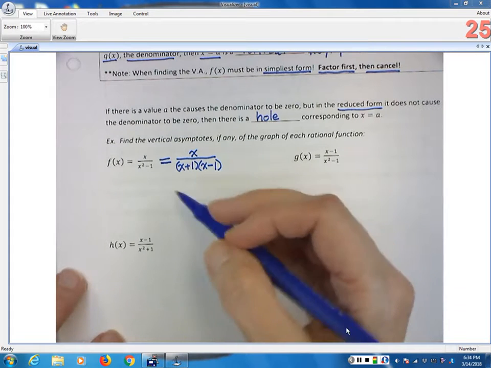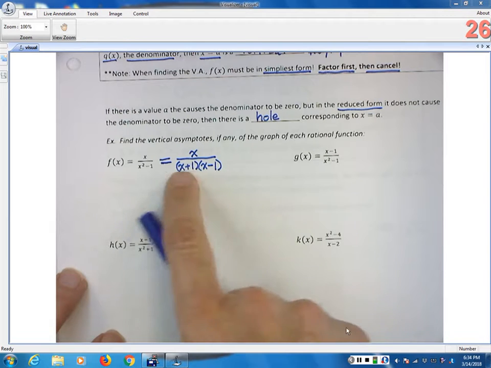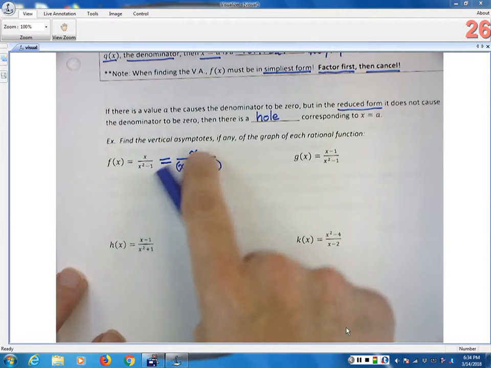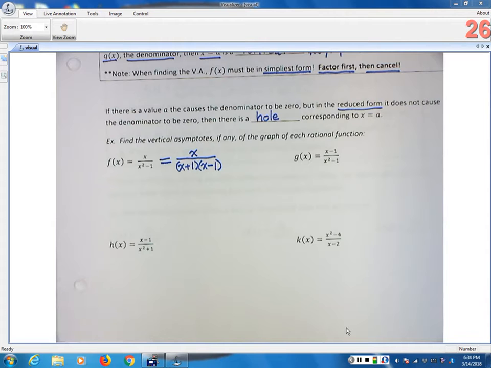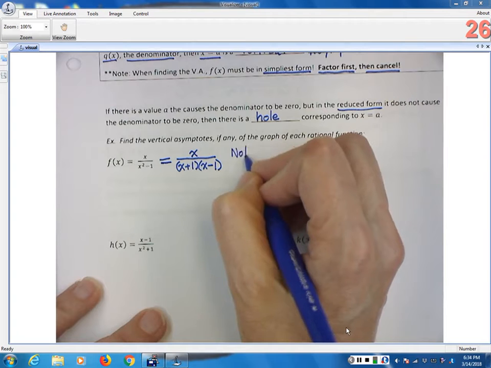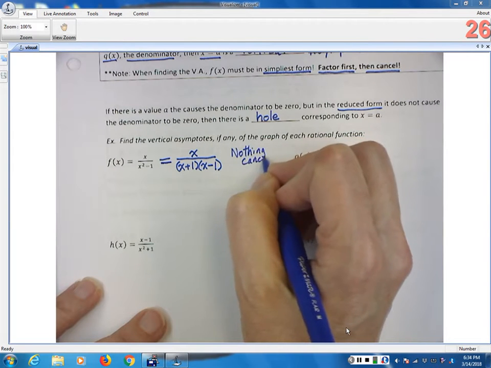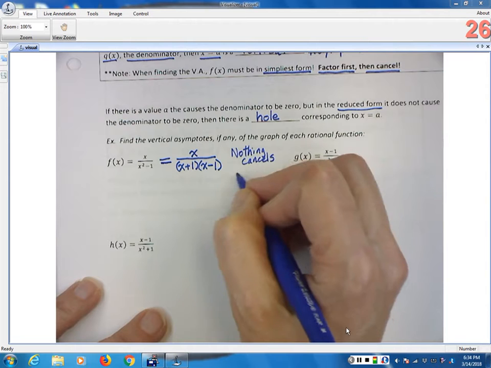Anyway, you can only cancel factors. You can't cancel this x with that x because this is connected to a 1. There's no x plus 1 in the numerator or x minus 1. Nothing cancels. So, because nothing cancels, there are no holes.